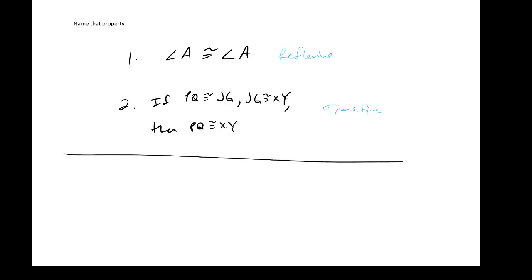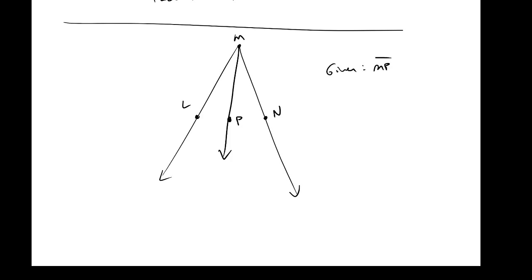All right, last proof for today. Let's make this diagram a little better. Here we go. On our diagram, we have L, we have M, we have N, and we have P. What we have given here is that ray MP bisects this angle, angle LMN. And what we're going to prove together is that 2 times the measure of angle LMP is going to be equal to the measure of angle LMN.